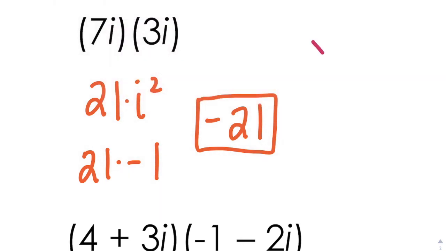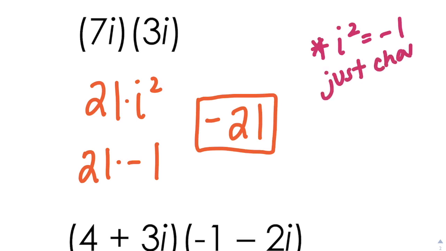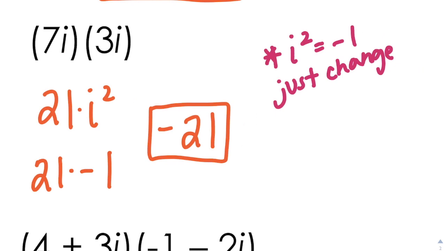So you just have to remember, if you get an i squared, that's a -1. It just changes the sign. So what's positive becomes negative, and what's negative becomes positive.